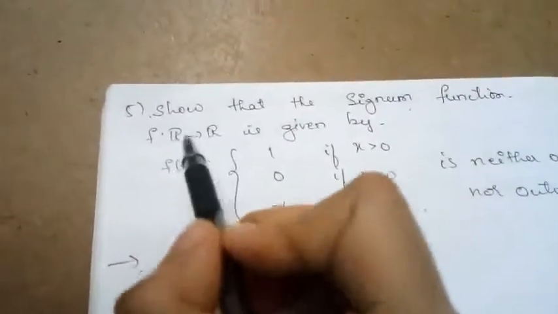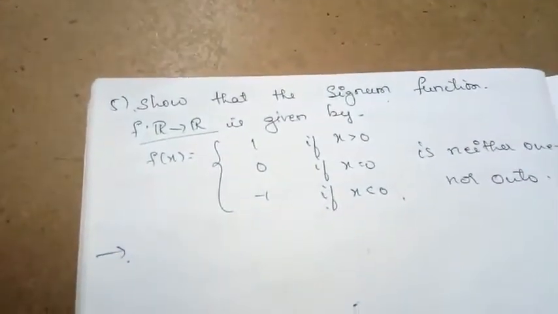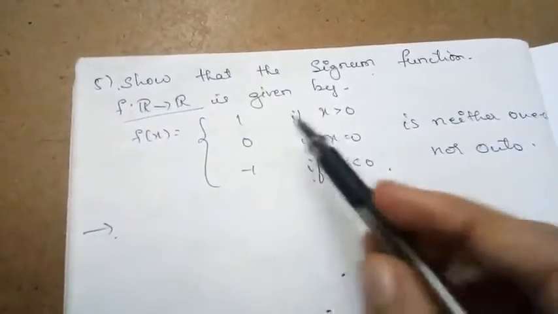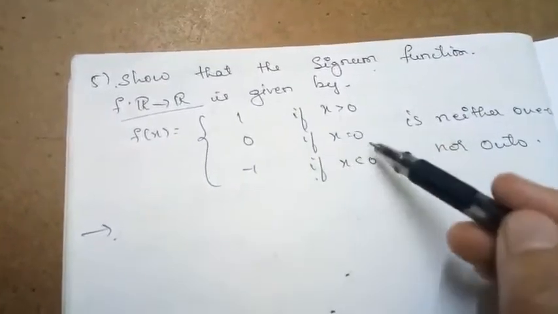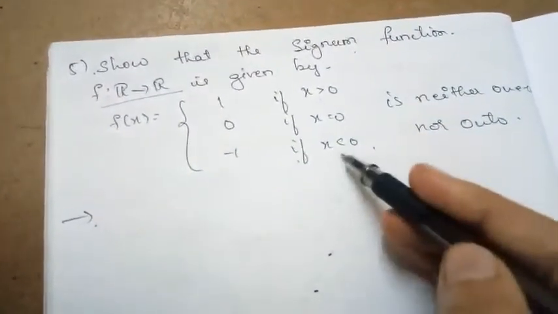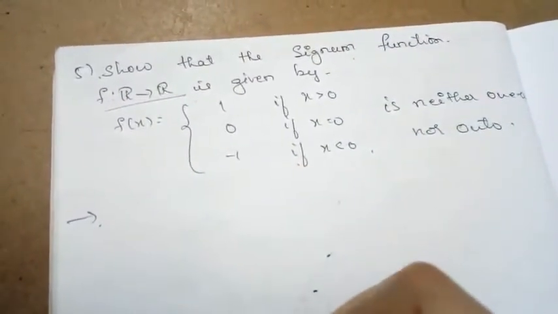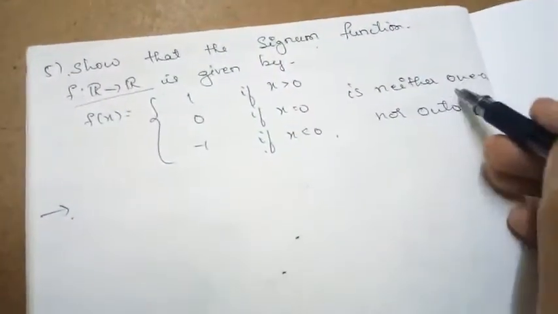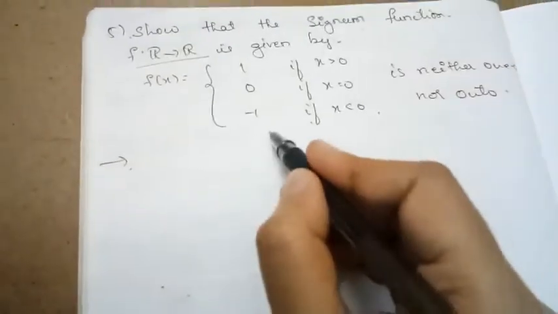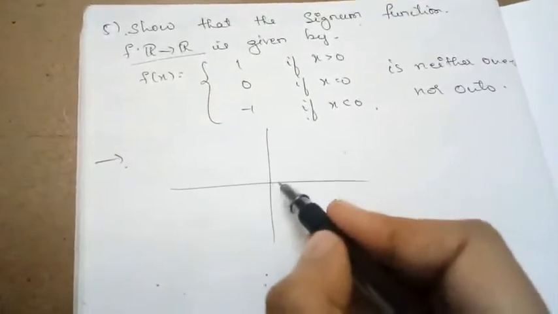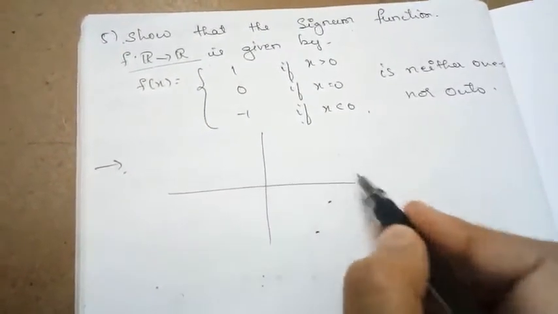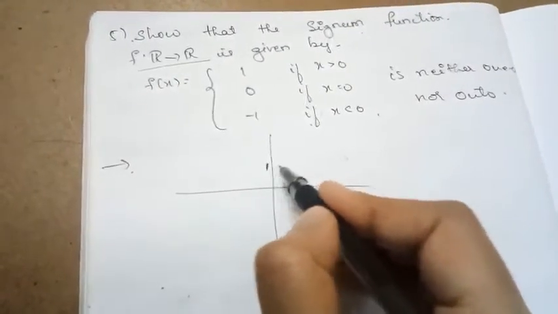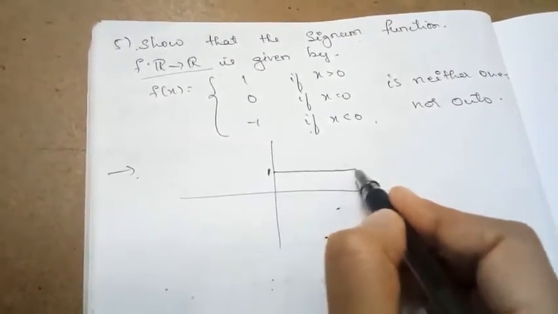The function is defined over the set of real numbers. For x greater than 0 it is 1, when x is equal to 0 it is 0, and for x less than 0 it is minus 1. What we need to show is that it is neither 1-1 nor onto. So how will the graph of this function look? For all x greater than 0, our value will be positive 1.